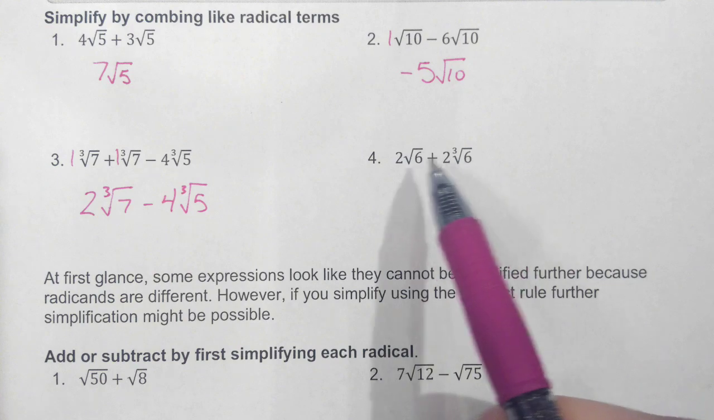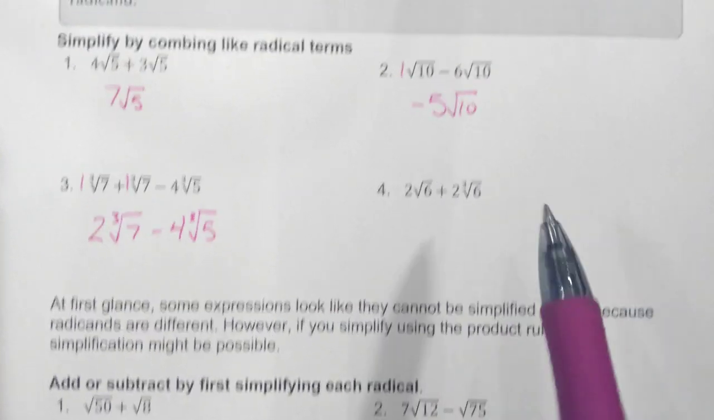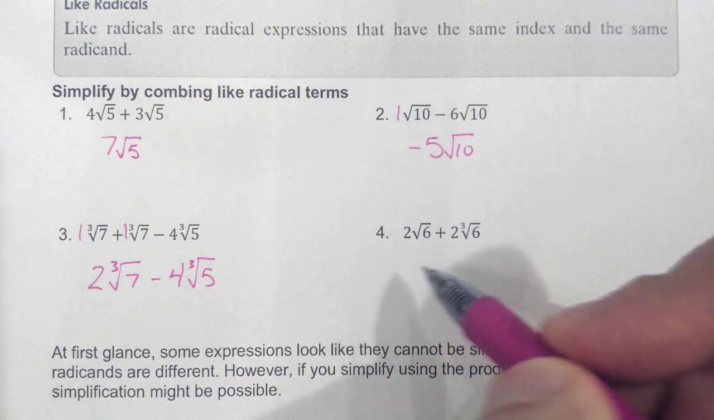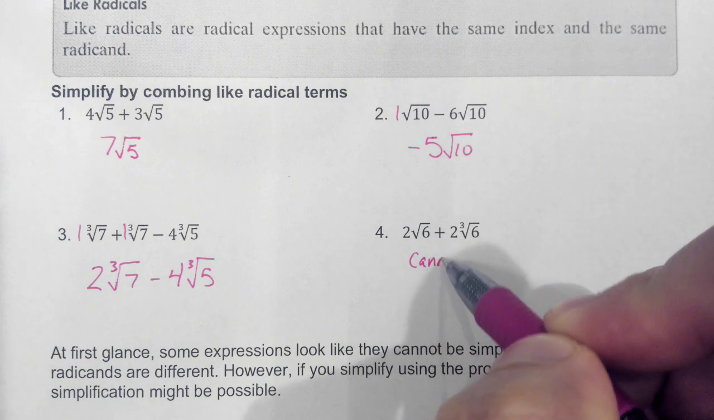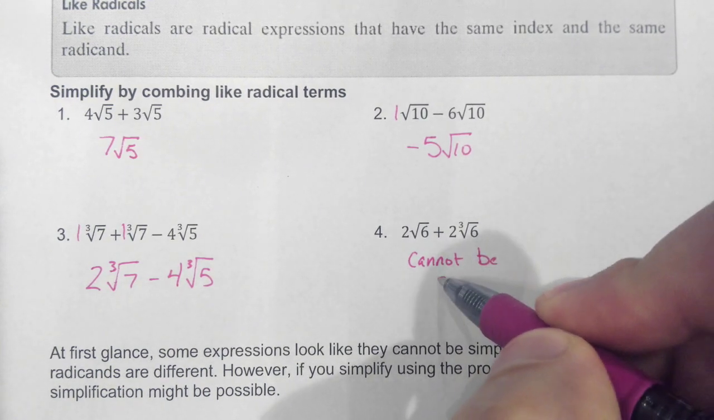On number 4, 2 square roots of 6 plus 2 cube roots of 6. Remember, to be alike, they have to have the same index as well. These do not have the same index, so this cannot be simplified further. It's already combined as much as it can be.